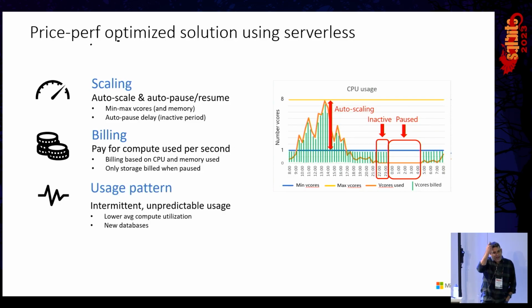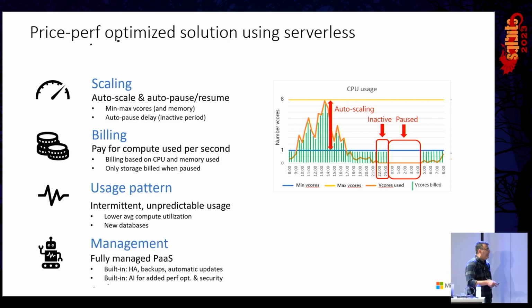And the usage pattern is, of course, if you're always pegged at the max, or if you're pegged at more than 50% of the max, this will prove out to be more expensive, because there is a price premium over provisioned for serverless, right? So you have workloads that are intermittent, with unpredictable usage. Your average utilization is below the 50% mark, if you will. And then all the management benefits exist.